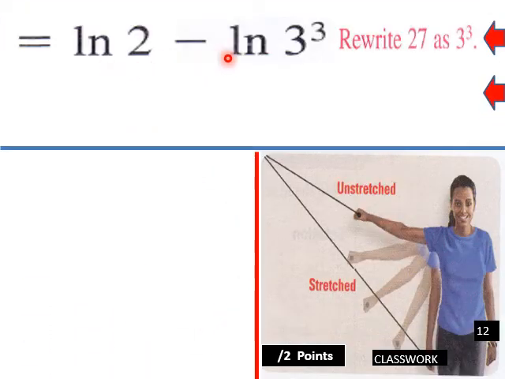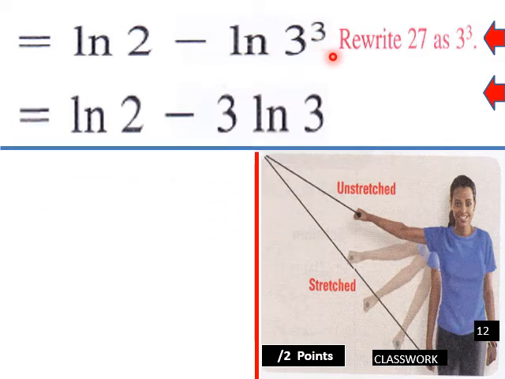And then natural log 2 minus natural log 3 to the third. Rewrite 27 as 3 to the third. So natural log 2 minus 3, now we're going to use our power property of logs. We move this 3 in front of our natural log, 3 times natural log 3. So that's our power property of logarithms.